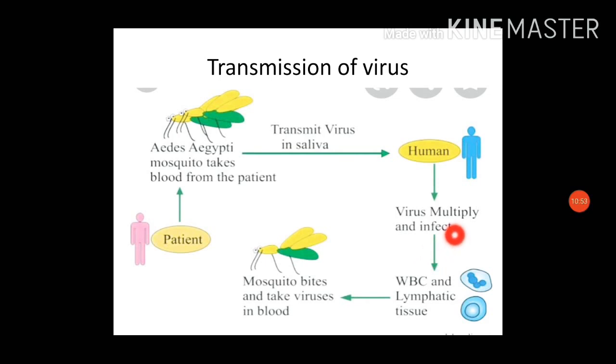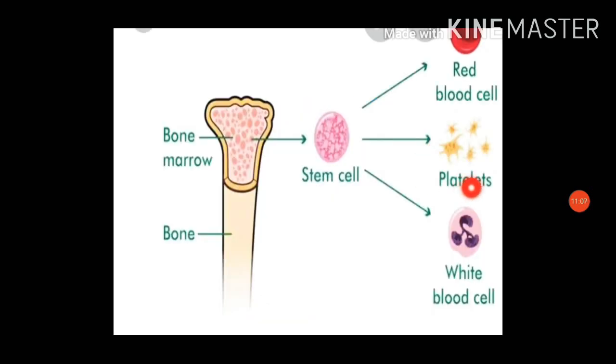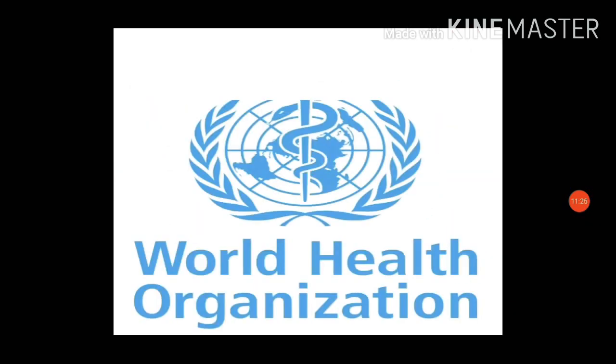In severe cases, the virus affects liver and bone marrow. As a result, there is a decrease in the production of platelets. So, due to this virus, there will be a reduction in the platelets. The symptoms involve eye pain, muscle pain, bone pain, joint pain, headache, rash, and vomiting. Did you know that according to World Health Organization, there are 50 million dengue infections worldwide every year. Now there are 2.5 billion people at risk from dengue.